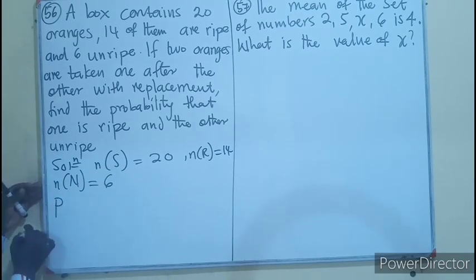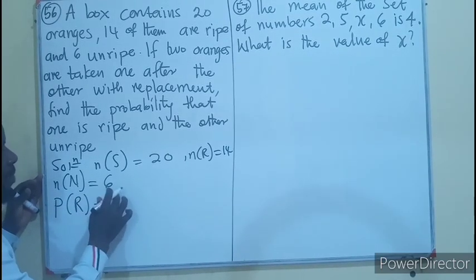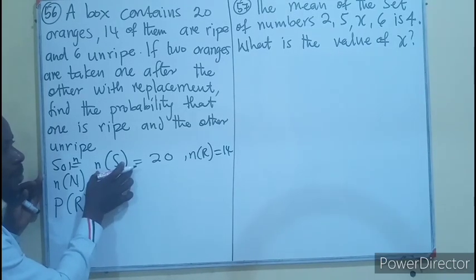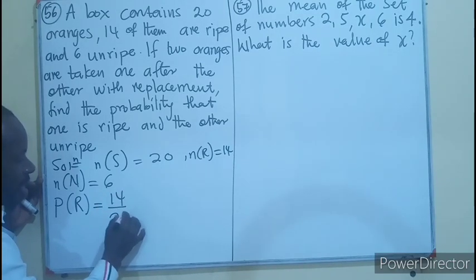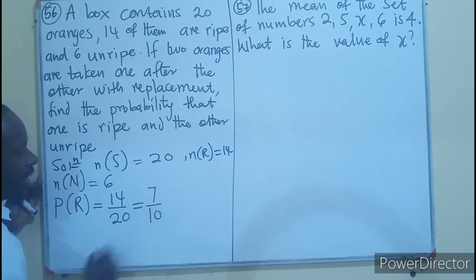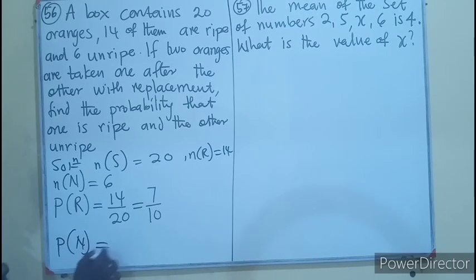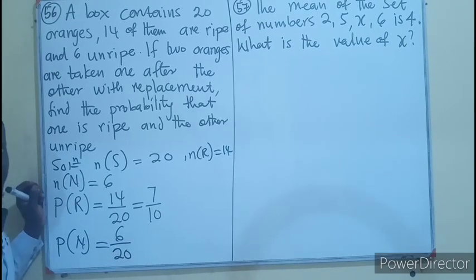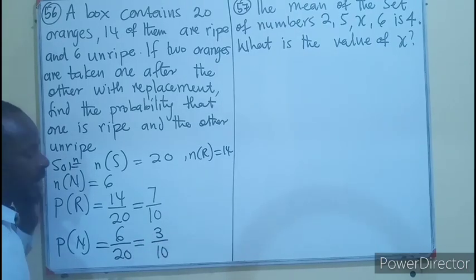We are looking for a probability. So the probability of ripe is going to be the number of ripe oranges over the total number of oranges. So this is going to be 14 out of 20, which we know 2 is a common factor. 2 goes into 14 seven times, 2 goes into 20 ten times. Then let's also find the probability that the orange taken is unripe. So the probability of the unripe orange is going to be the number of unripe oranges over the total number of oranges. With a common factor of 2, I'll be having 3 out of 10.